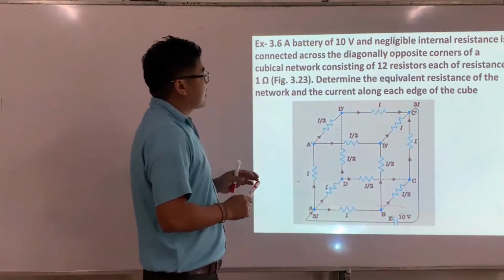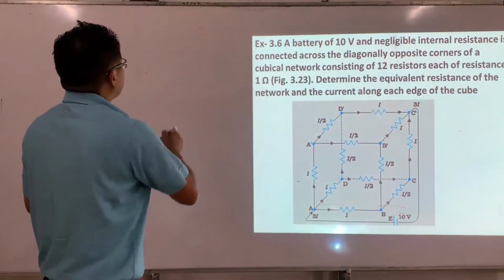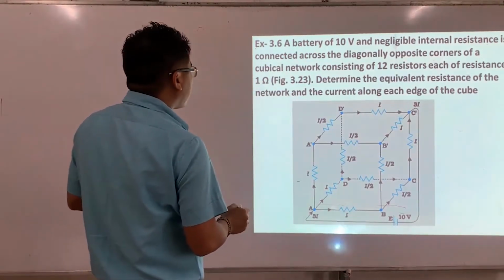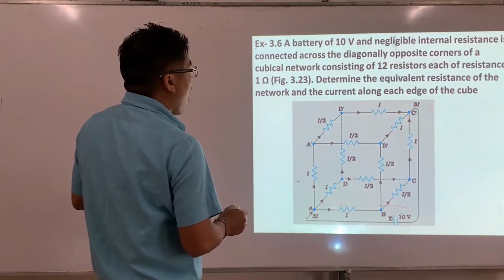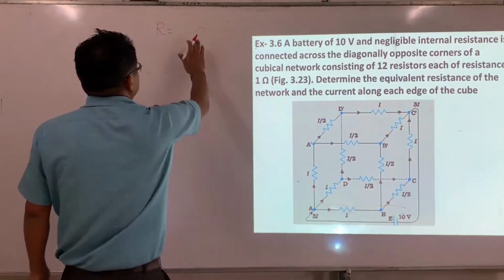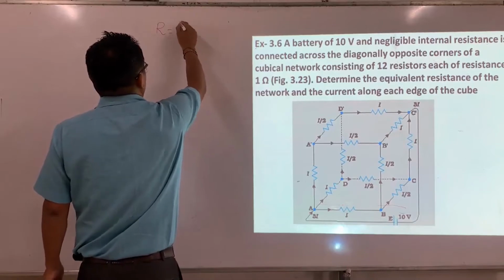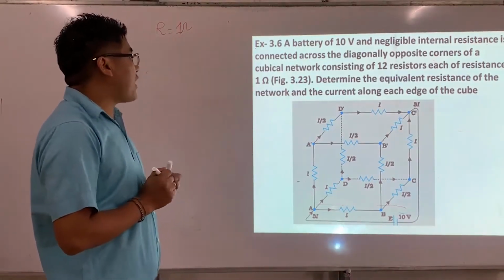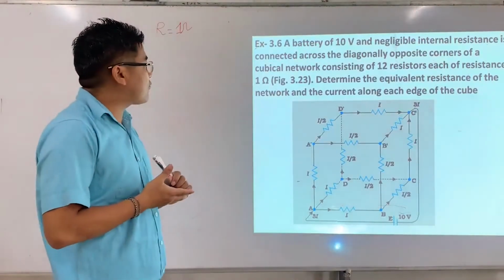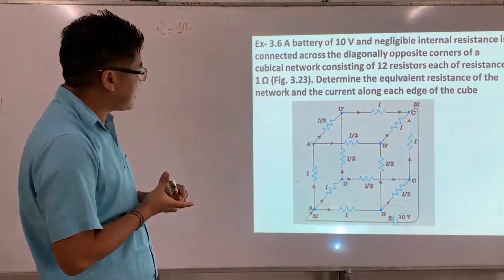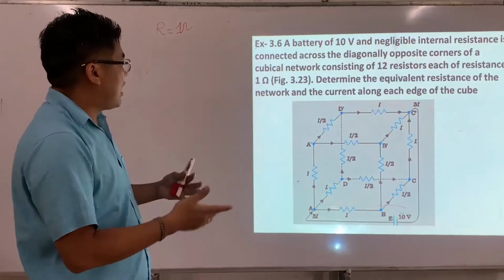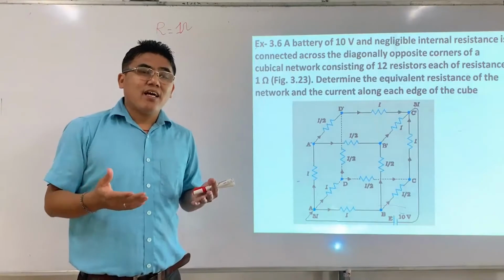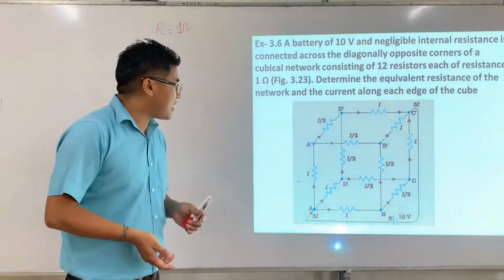1, 2, 3, 4, 5, 6, 7, 8, 9, 10, 11, 12 resistors, each resistor having a resistance of 1 ohm. Now you are asked to find the equivalent resistance and the current in each branch. That means once you find I, you can easily find the current in each branch.